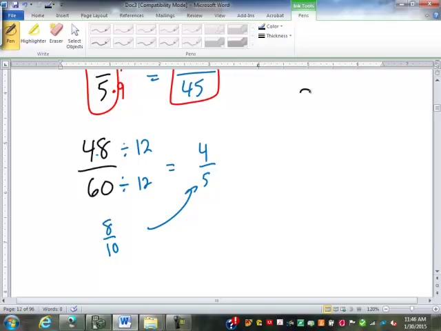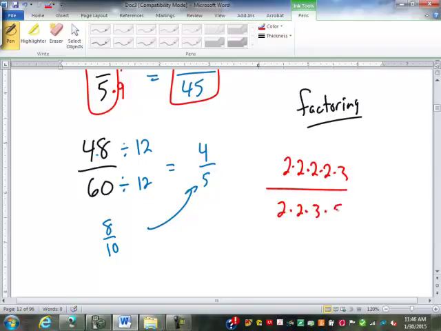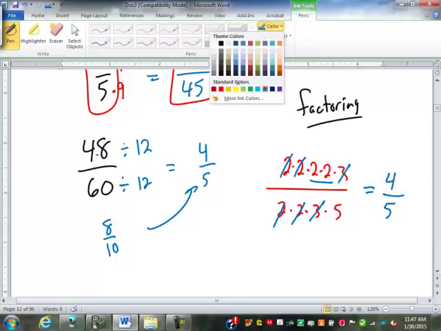In math, factoring is actually one of the most powerful tools that we have. If I were to prime factor 48, it's 2 times 2 times 2 times 2 times 3. If I were to prime factor 60, it's 2 times 2 times 3 times 5. When I'm reducing a fraction, all I am doing is canceling out common factors. I can cancel out a 2, another 2, and a 3. And what's left is 2 times 2 is 4/5.